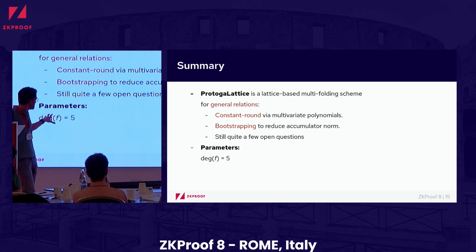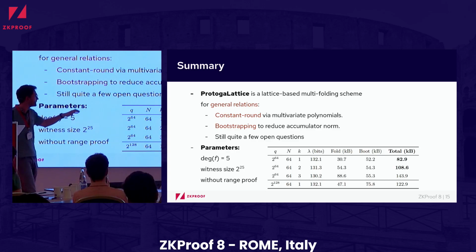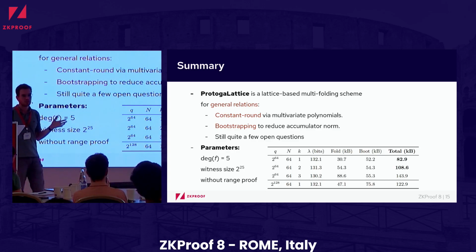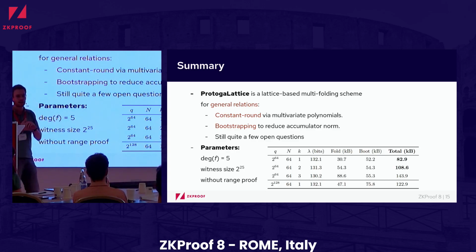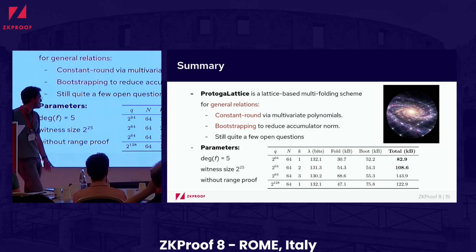I also have some parameters for a typical degree 5 relation, witness size 2 to 25, and without counting the range proof. As you can see, our proofs are more or less in line with Lattice Fold Plus and Neo. And efficiency-wise, we also have no reason to believe that it shouldn't be as fast, modulo having a suitable arithmetization over rings as well. And yeah, thank you very much for your attention. I'm happy to take questions.